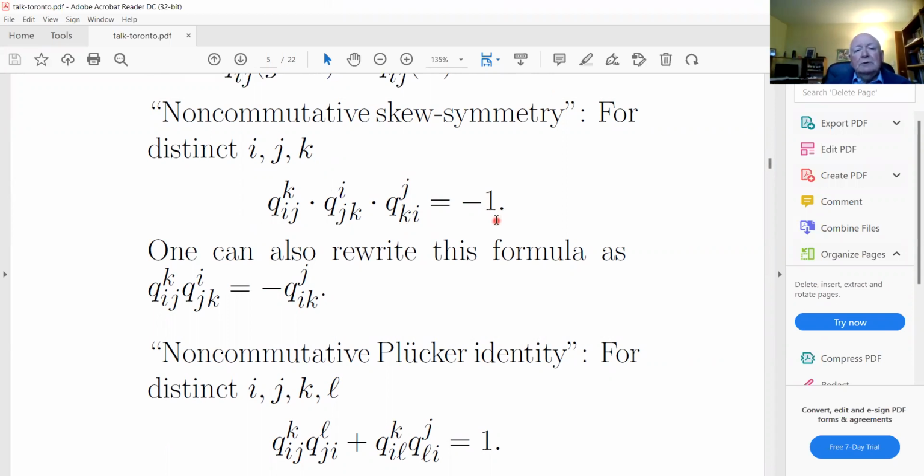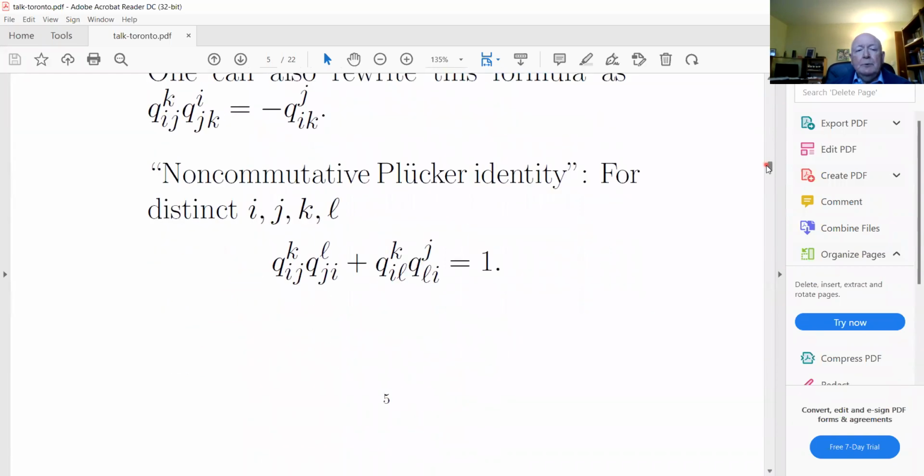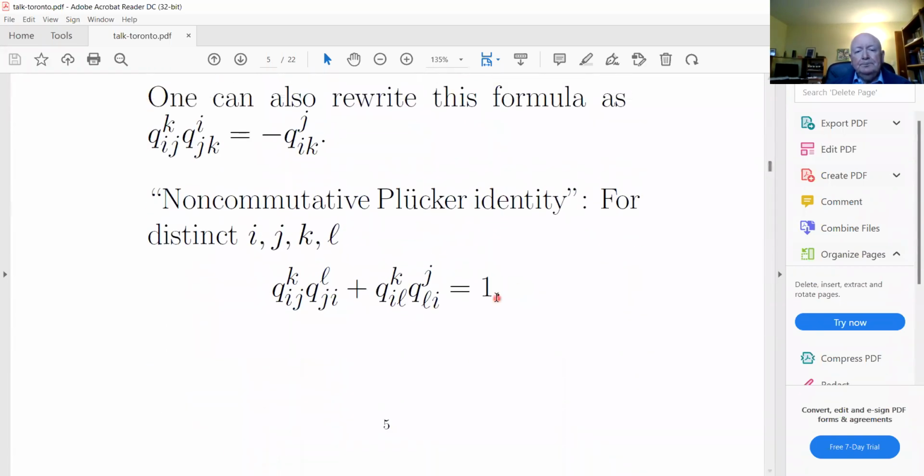Well, in the commutative case, it follows from this that Bij is equal to minus Bji. And you can rewrite this formula if you wish. And there is what's called the non-commutative Plücker identity, which is here. If you write the commutative analog, you will have exactly the classical Plücker identity.